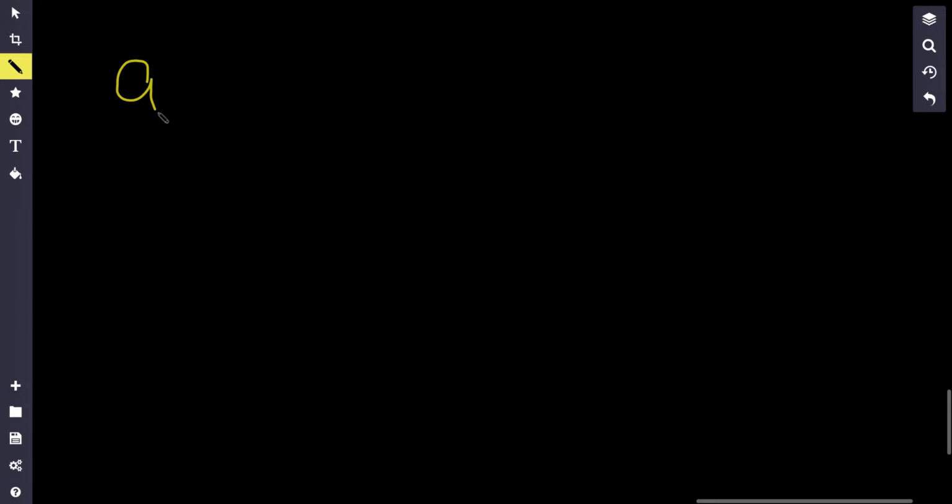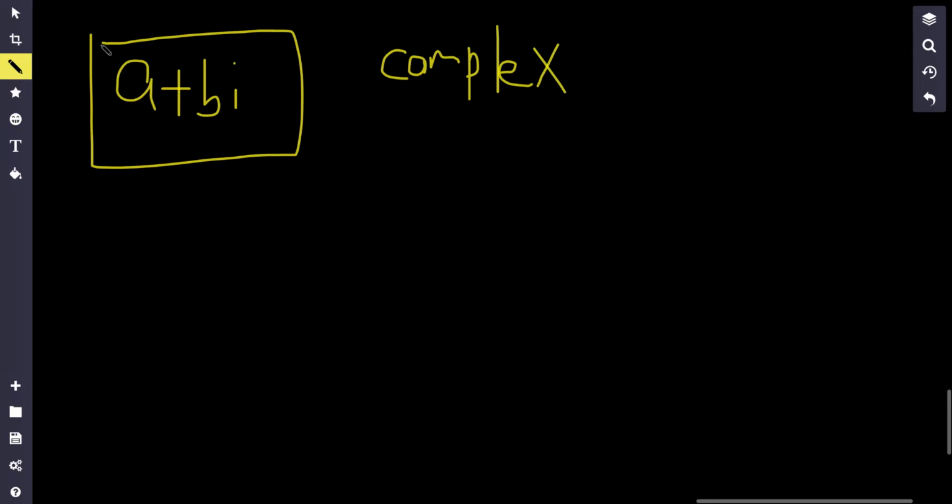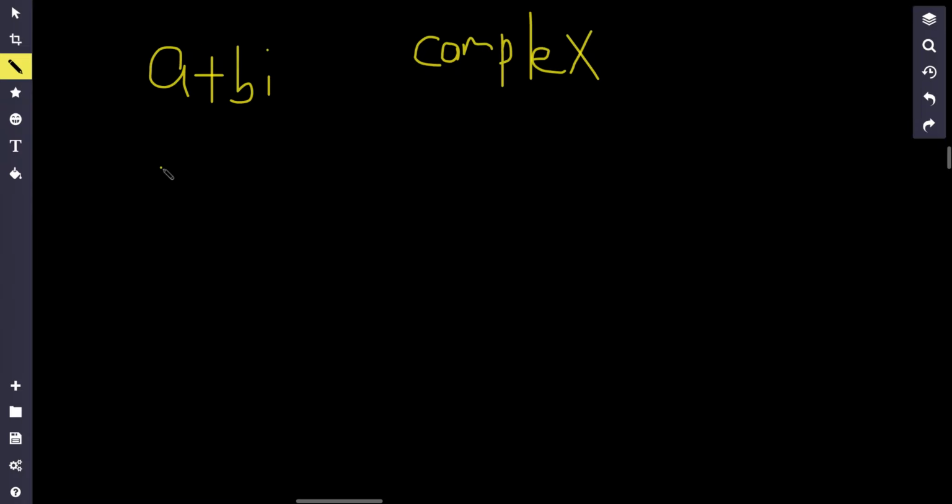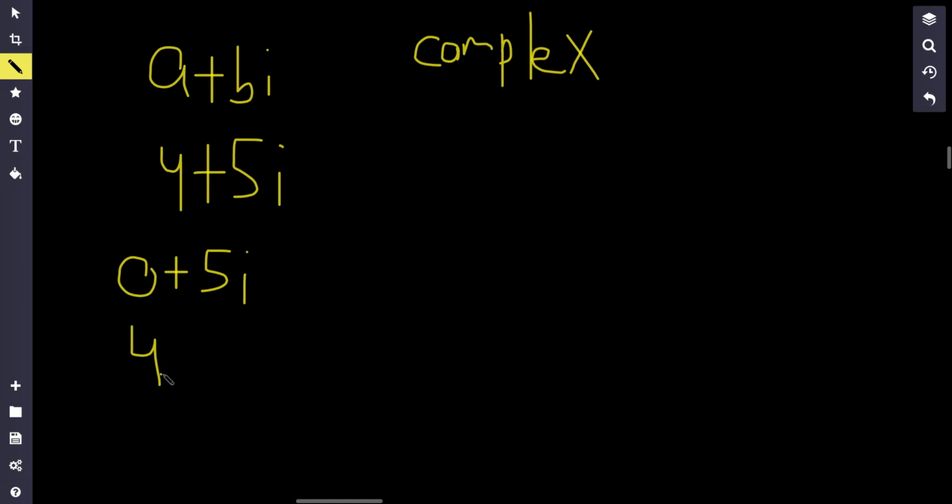Now, we can also have something known as complex numbers. So complex numbers are just numbers that are written in this form, a plus bi. So for example, let's say 4 plus 5i is one example. Let's say 0 plus 5i, that's another example. Let's say 4 plus 0i, that's another example. So, complex numbers, they can be imaginary numbers.